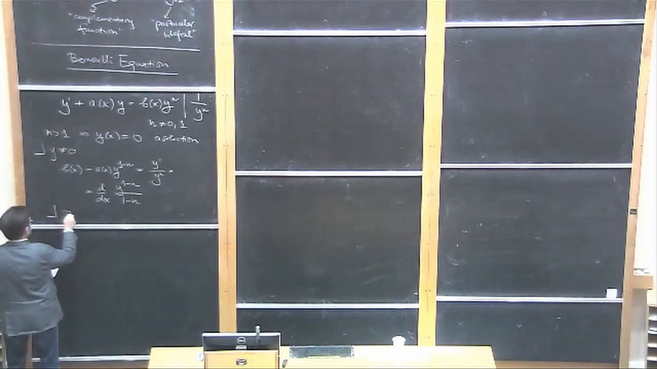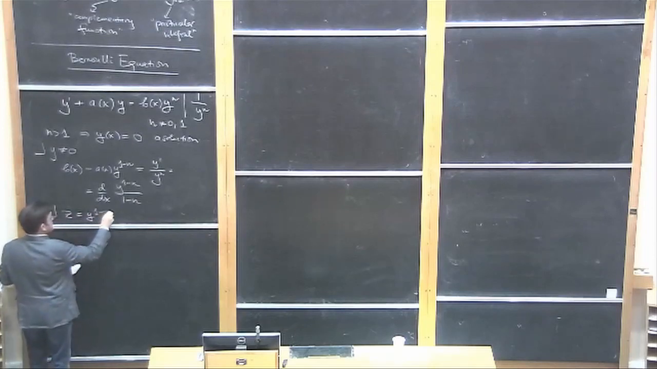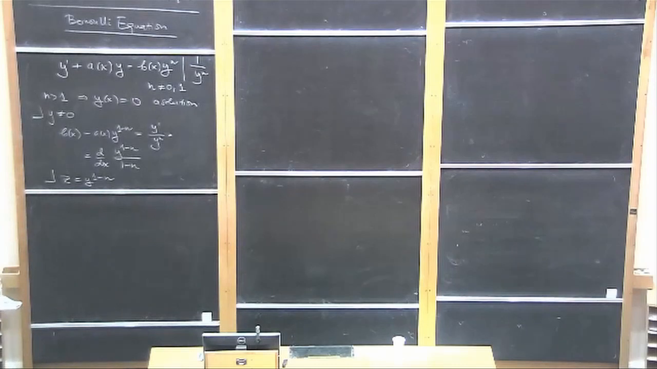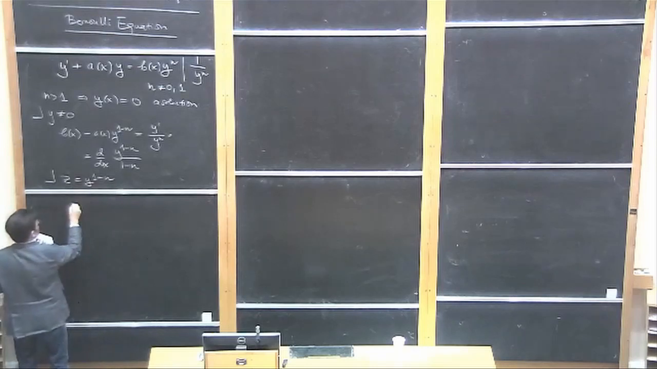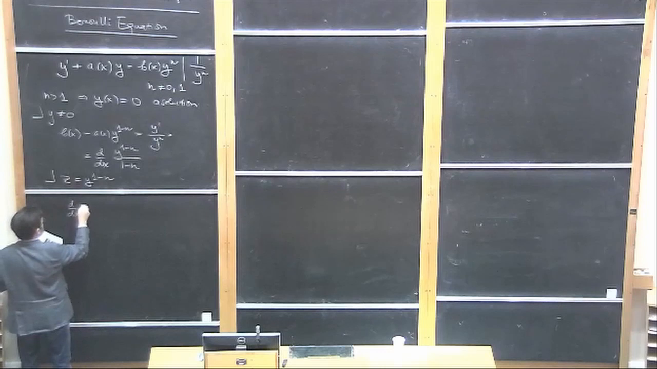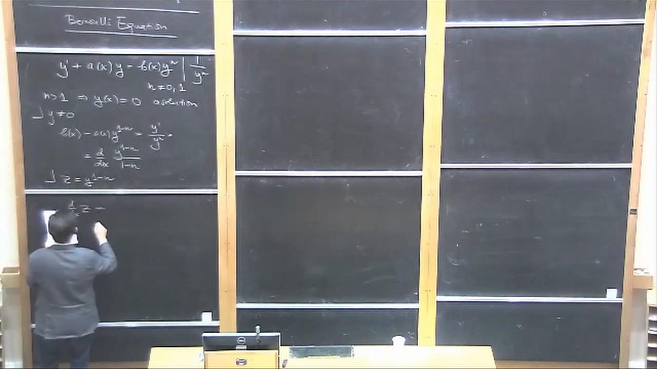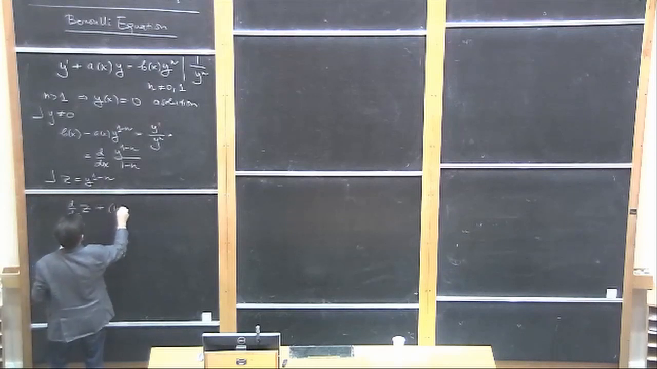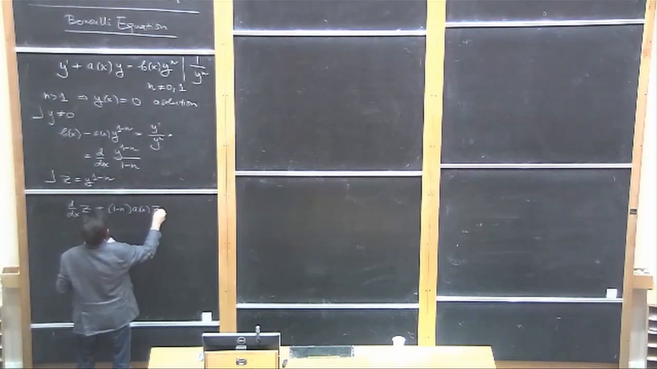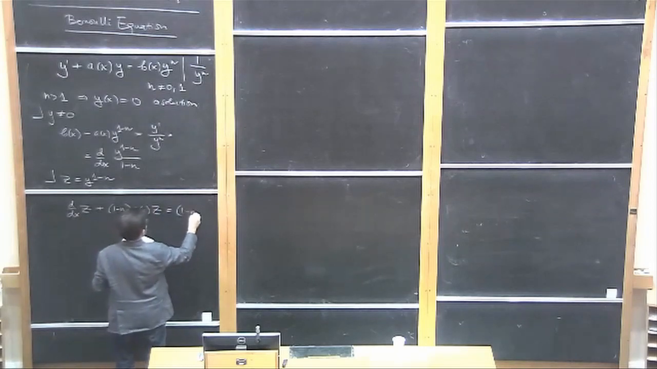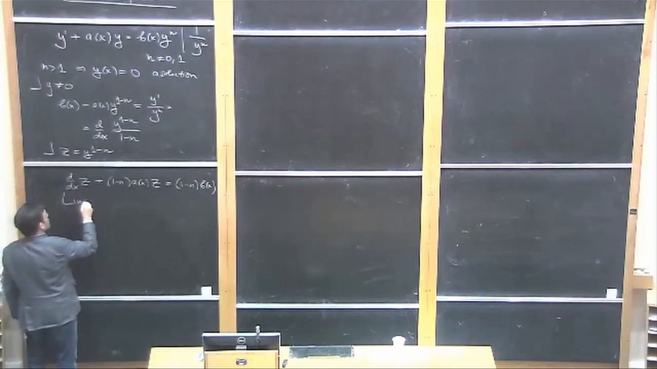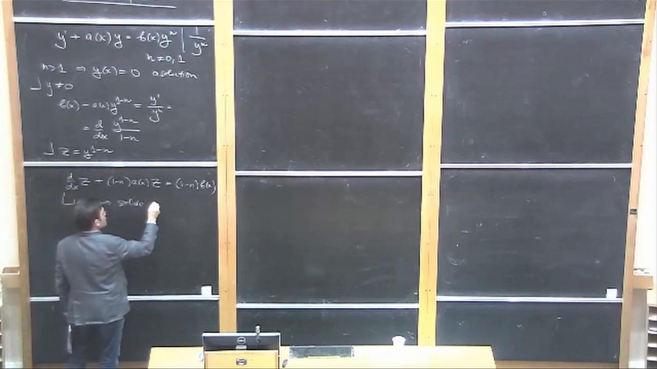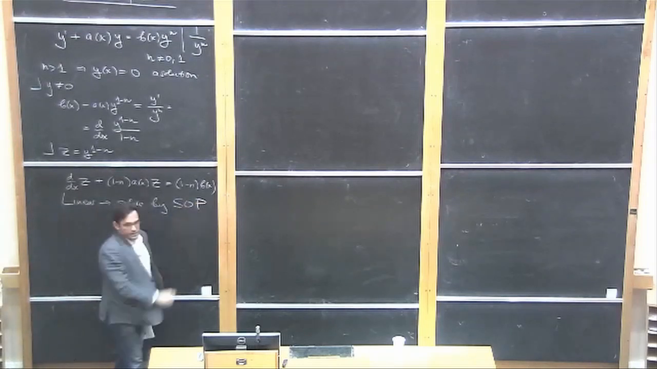Well, now, let z be y to the power 1 minus n, a new function. And you can see that if I do that, the equation turns into d by dx of z plus 1 minus n times a of x z equals 1 minus n times b of x. And this equation is linear. And so I have just told you how to solve it. Solve by standard operating procedure.